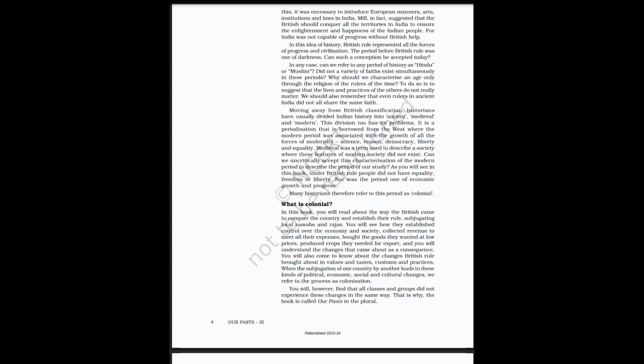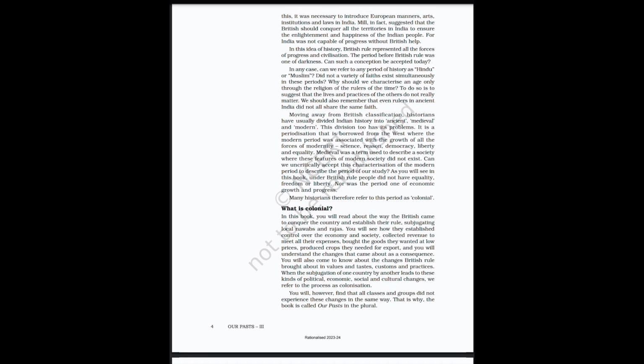What is colonial? In this book, you will read about the way the British came to conquer the country and establish their rule, subjugating local Nawabs and Rajas. You will see how they established control over the economy and society, collected revenue to meet all their expenses, bought the goods they wanted at low prices, produced crops they needed for export, and you will understand the changes that came about as a consequence.